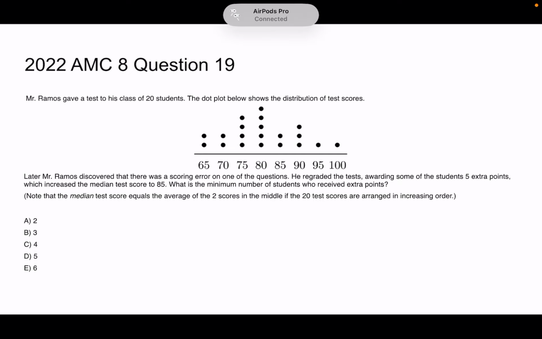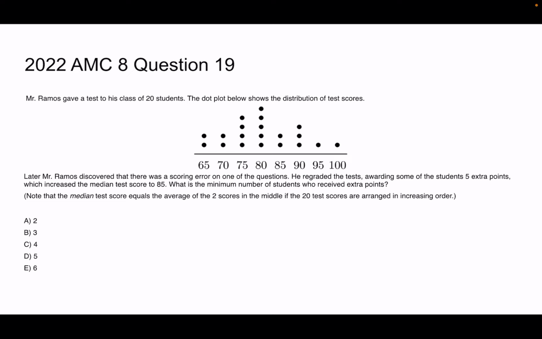AMC 8, question 19. Mr. Ramos gave a test to his class of 20 students. The dot plot below shows the distribution of test scores. Later, Mr. Ramos discovered that there was a scoring error on one of the questions. He regraded the tests, awarding some of the students 5 extra points, which increased the median test score to 85. What is the minimum number of students who received extra points?